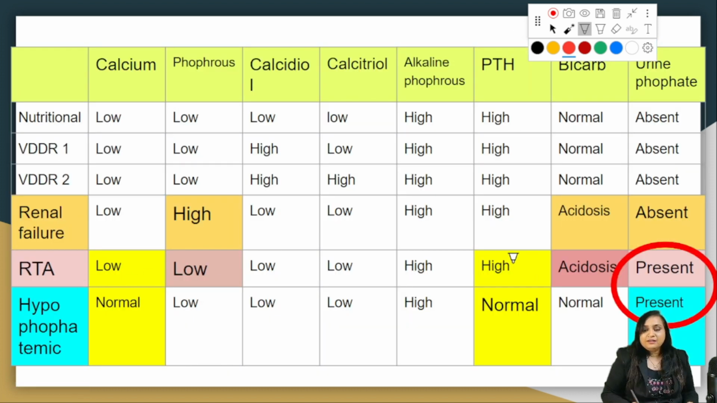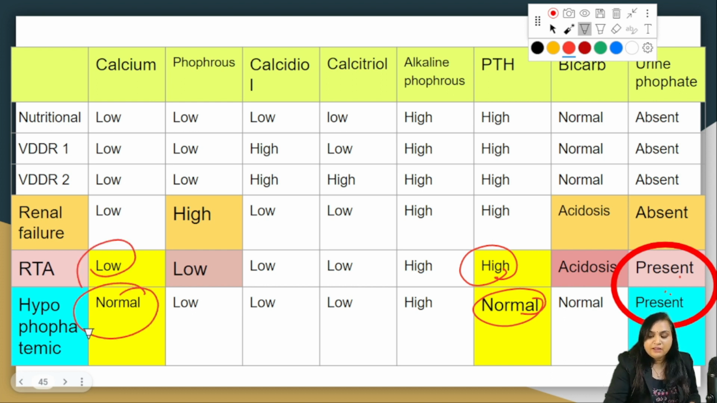If you see the difference between these two, urinary phosphate will be present in both of them, RTA and hypophosphatemic rickets, but the catch point is that we have a normal PTH in hypophosphatemic rickets and high PTH in RTA. Also, in RTA the calcium will be low, while in hypophosphatemic rickets the calcium will be normal.